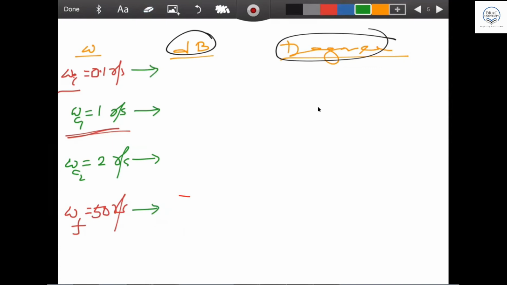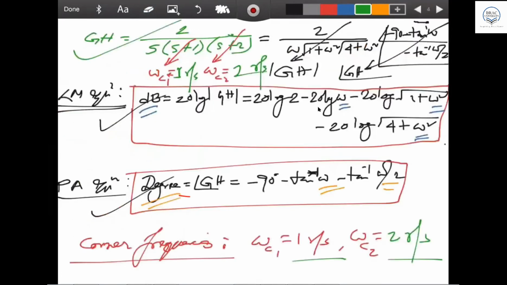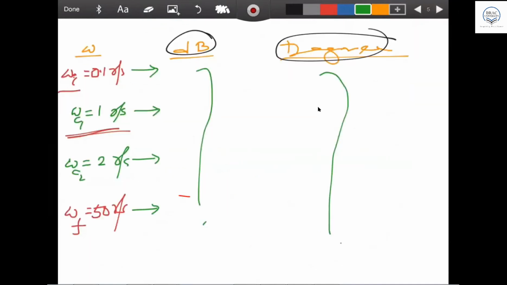Everybody understood. These are the 4 points. Actually, you have to calculate for dB and degree. This is the equation for dB, this is the equation for degree. Get a snapshot. Your job now is to calculate all these points. Whoever does it fast gets a bonus point. Go fast and raise your hand when you have done.